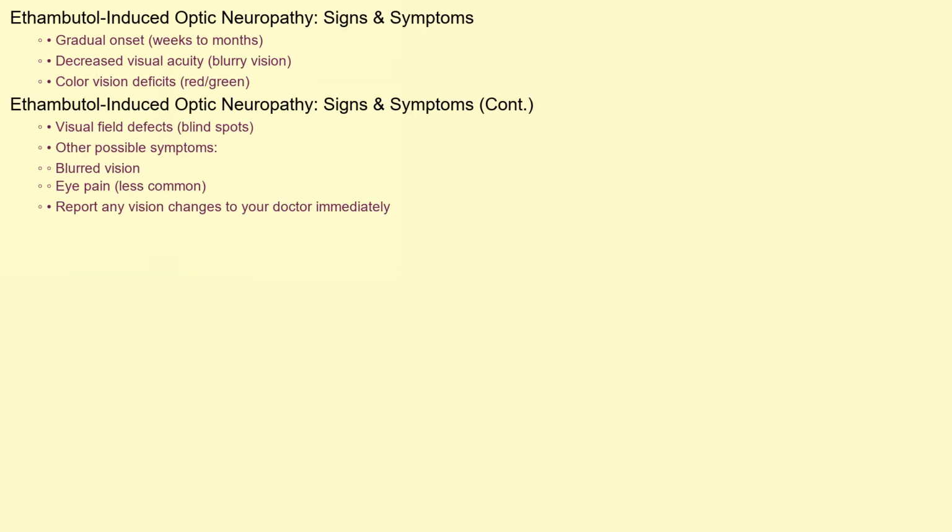The signs and symptoms of Ethambutol-induced optic neuropathy can be subtle at first, often developing gradually over weeks or months. Common symptoms include decreased visual acuity, meaning difficulty seeing clearly, color vision deficits, particularly an inability to distinguish between red and green, and visual field defects or blind spots in your vision. Patients may also experience blurred vision, or even eye pain, although pain is less common. It's crucial to report any changes in vision to your doctor immediately if you are taking Ethambutol.